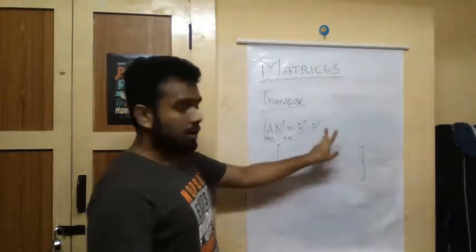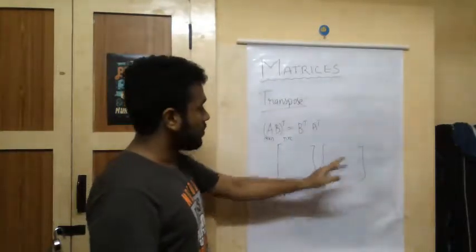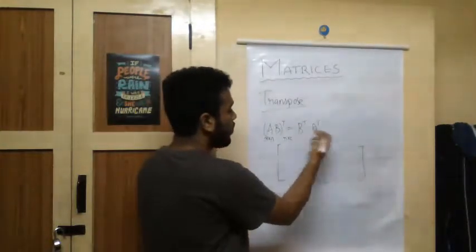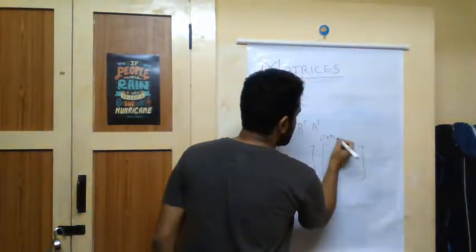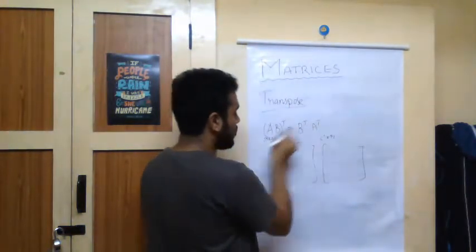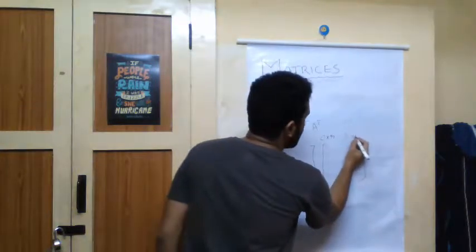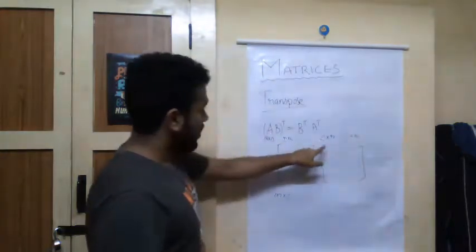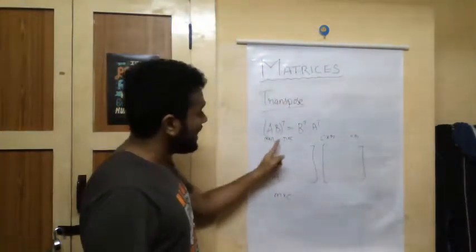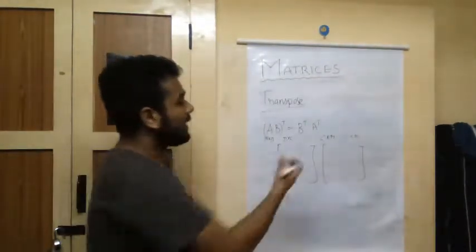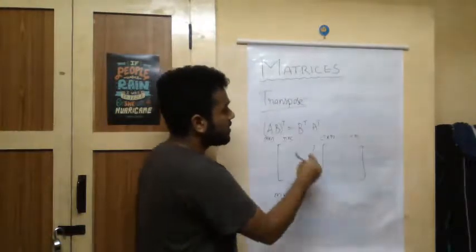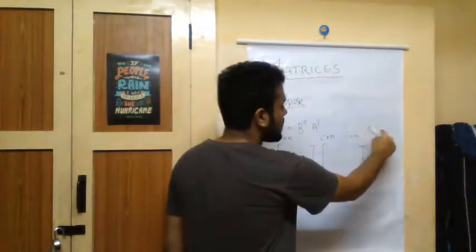Now, if we work out the same thing for the right side, the order of B transpose is C into R, and A transpose order is N into M. Now, we already took N equal to R. So the reason why we're reversing them is, if we write A transpose into B transpose, then it will be N into M cross C into R.